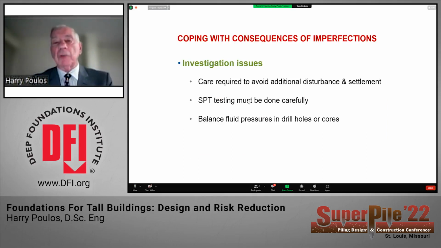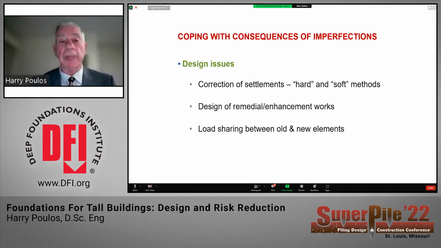Well, in terms of investigation, we need to be careful that we don't actually cause additional disturbance and settlement by the process of investigation. And that means, for example, if we do SPT testing, it has to be done very carefully so that we don't disturb sand deposits, and we need to balance fluid pressures in drill holes or cores. In terms of design, if we have to correct settlements, there are two approaches, one that I call hard methods and the other one that I call soft methods, and I'll explain those in a moment. Then we need to design remedial or enhancement works, and we need to also be aware that we have to be careful of the load sharing between the old and new elements of the foundation system.